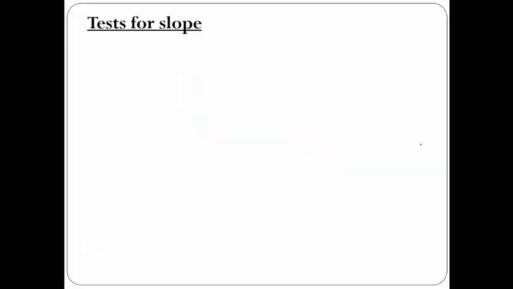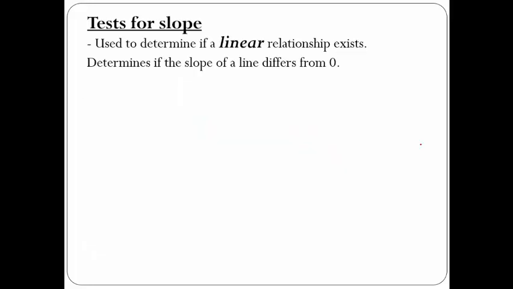Now, we've seen this before, right? This idea of relationship, tests for slope. We're going to use these to determine if a linear relationship exists, right? If you took out the word linear, is there a relationship? Remember that was a chi-squared test for independence, right? So we're going to actually run a test, but this time we're going to use the slope.